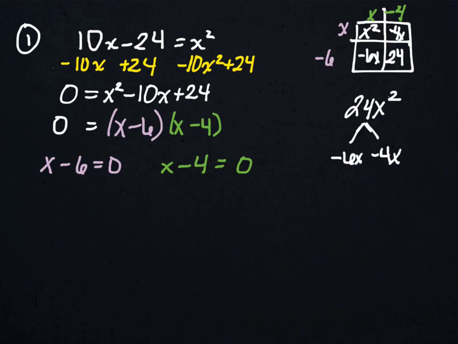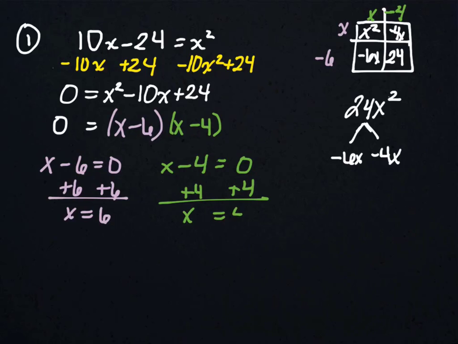And so x minus 6 equals 0. You add the 6 to both sides, and you get x equals 6. On x minus 4, add 4 to both sides, and you get x is equal to positive 4. So that means x is equal to 4 and 6. You may also see this in set notation. {4, 6}. And I always list these in order from least to greatest. Let's go on to this next one.